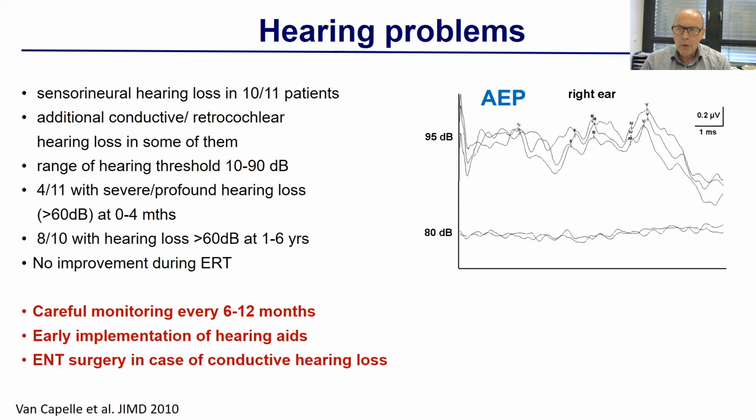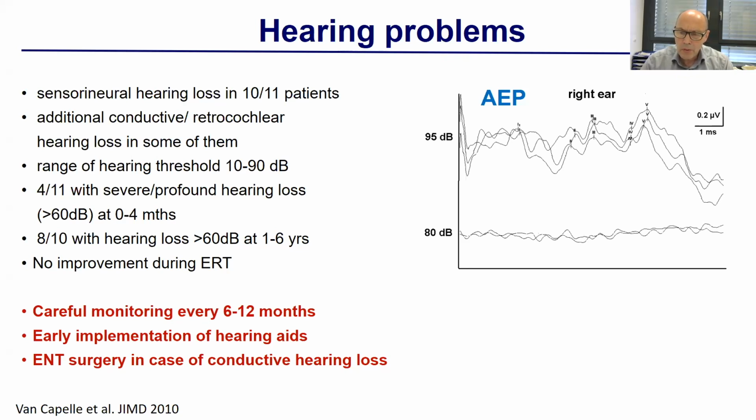A further problem that we see in a lot of our patients is hearing problems. This is something that is not treatable by ERT. The inner ear belongs to the central nervous system, and this is not targeted by conventional enzyme replacement therapy.